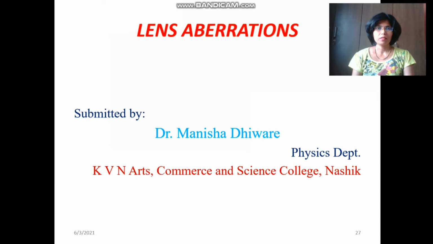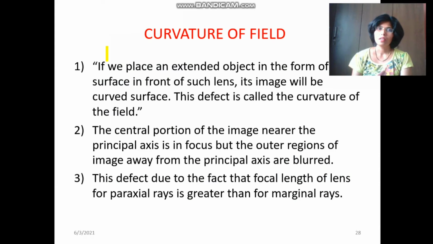Friends, in this series of lectures, we have started SYBSc Optics Physics Paper Second. We have started lens aberration. In the previous videos, we have seen the different types of aberrations. In that, we have seen spherical aberration and the different methods to reduce the spherical aberration. Then we have seen coma and different methods to reduce coma. Then third, we have seen astigmatism and the methods to reduce the astigmatism. In today's video, we'll see the next type of aberration, that is curvature of field.